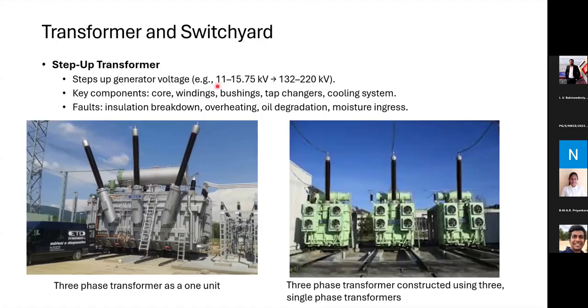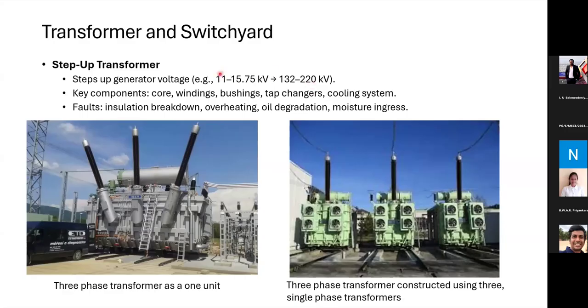So typical generating voltage from 11 to 15 kV needs to be stepped up to a higher voltage for transmission purposes to reduce losses. In Sri Lanka, we use 132 kilovolts or 220 kilovolts to do this, and other countries also use up to about 800 kilovolts in AC transmission networks.